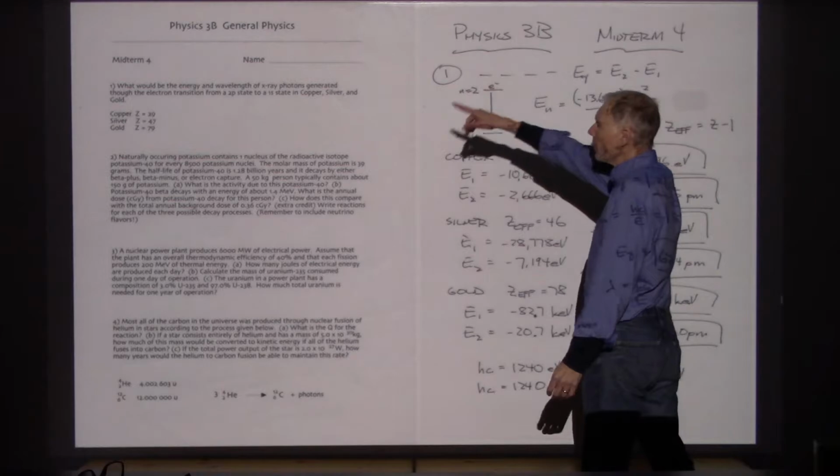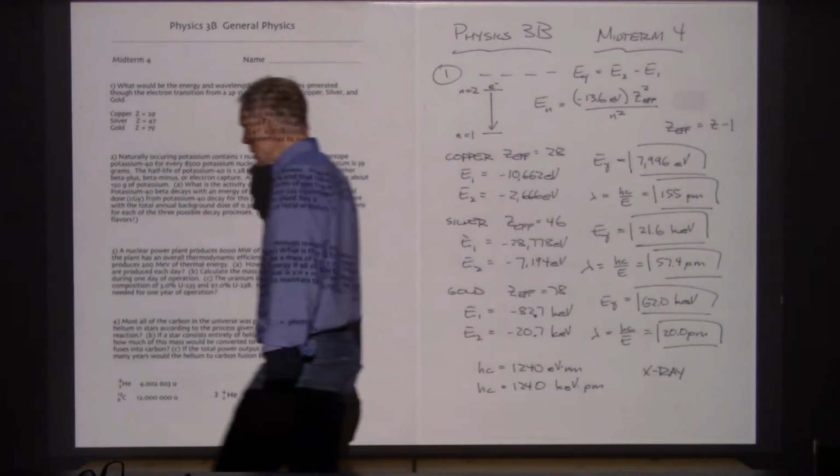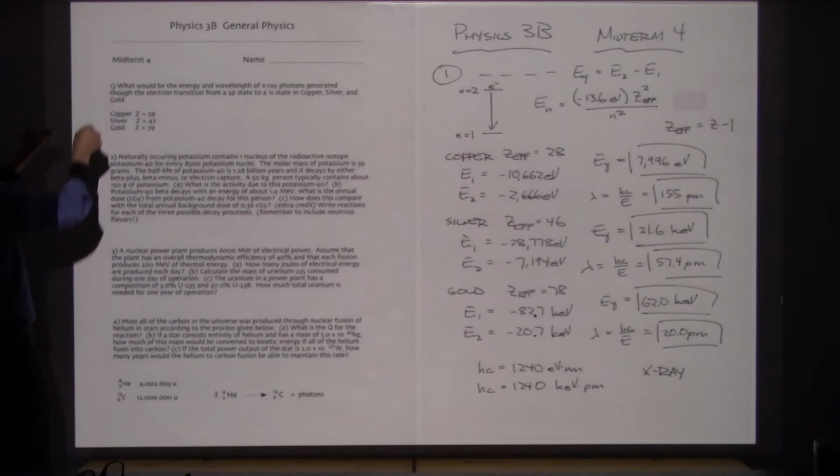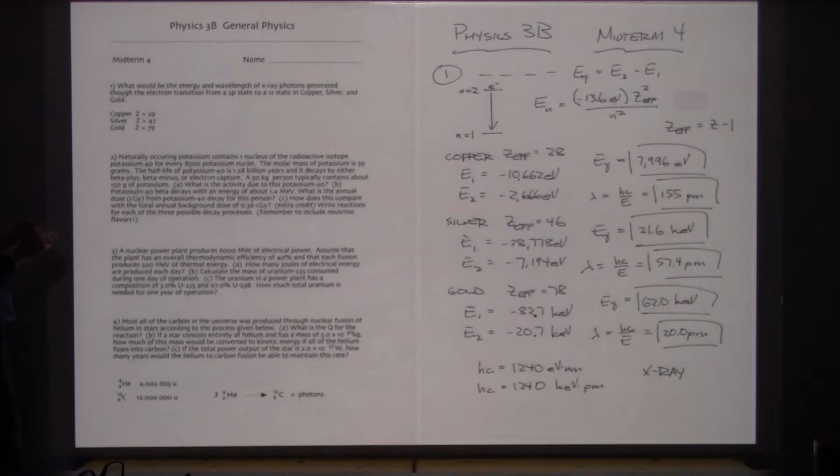All right, so the elements we're looking at in the problem, it says let's look at copper, silver, and gold. Now if you have taken chemistry classes, or if you've stared at a periodic table, copper, silver, and gold are in the same column. Columns and rows, right? So they're in the same column. The Z value, the number of protons, for copper is 29, for silver is 47, and for gold is 79.